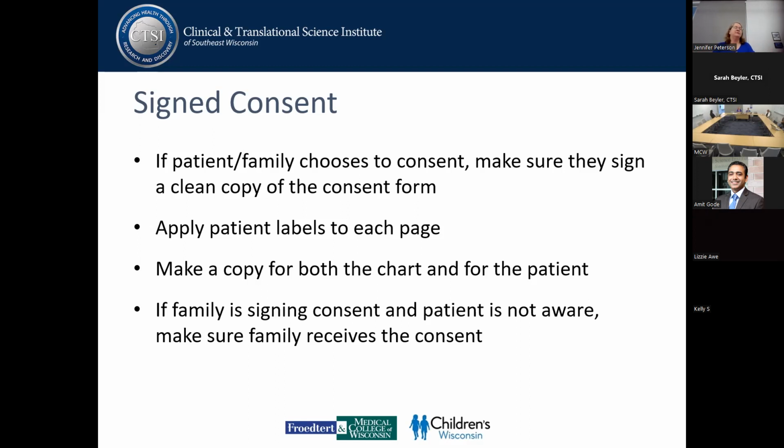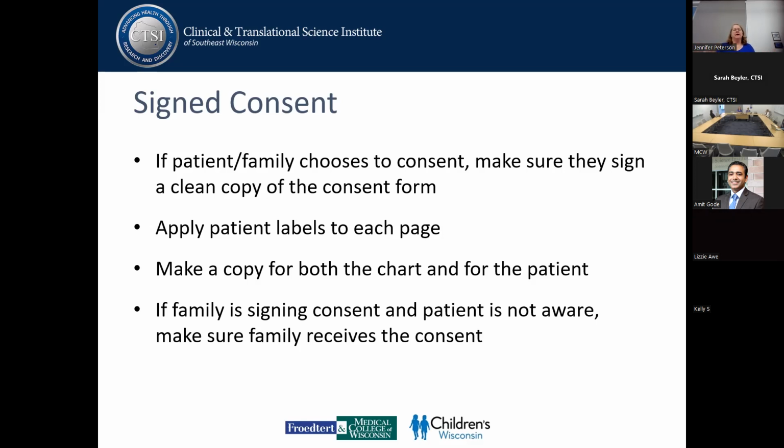You get the patient labels on each page for MedRec purposes. You make the copy for both the chart and for the patient. This is an important one. If family is signing consent, which again, often happened to me in the ICU, and the patient is not aware that the family is signing consent, make sure that the family actually receives the consent.